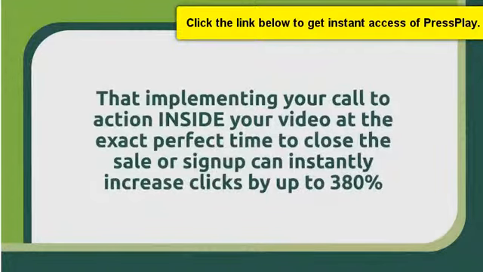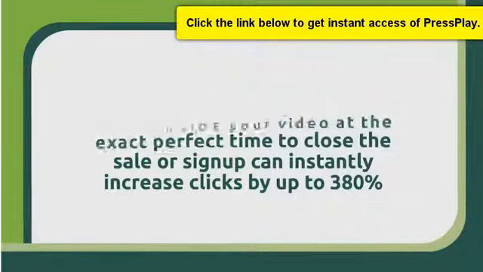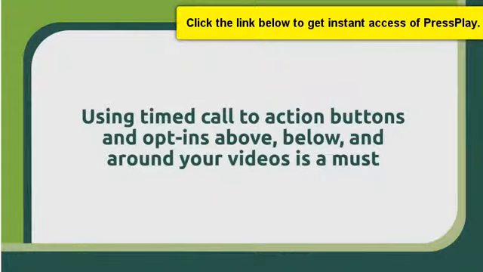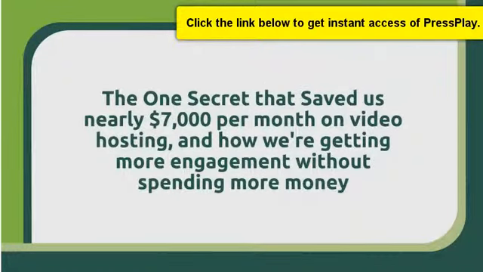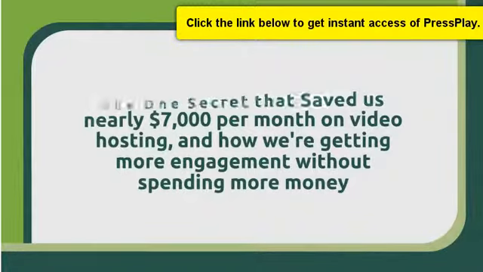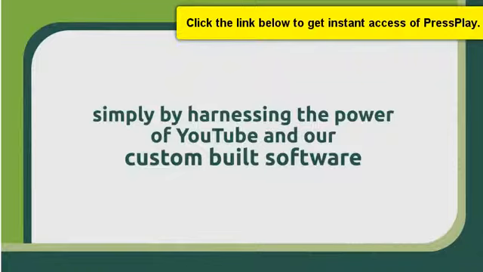That implementing your call to action inside of your video at the exact perfect time to close the sale or sign up can instantly increase clicks by up to 380%. That using timed call to action buttons and opt-ins above, below, and around your videos is a must. And the one secret that saved us nearly $7,000 per month on video hosting, and how we're getting more engagement without spending more money simply by harnessing the power of YouTube and our custom built software.